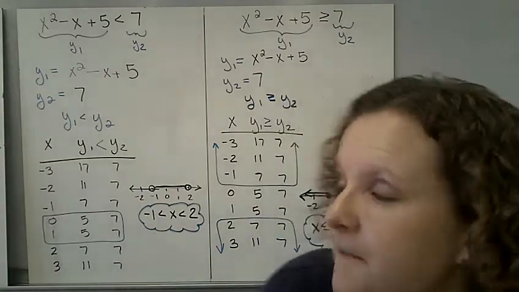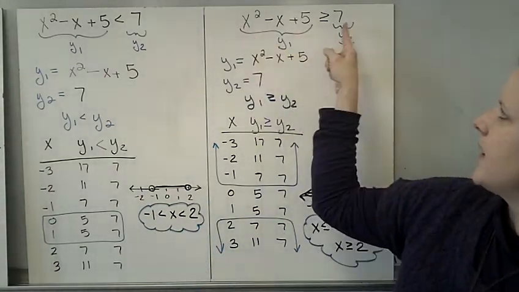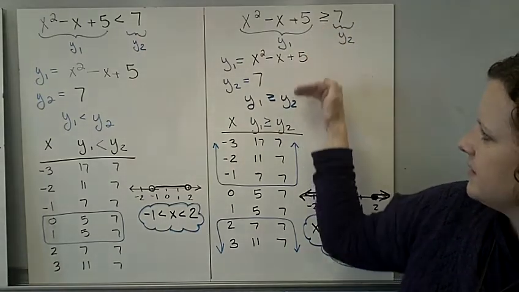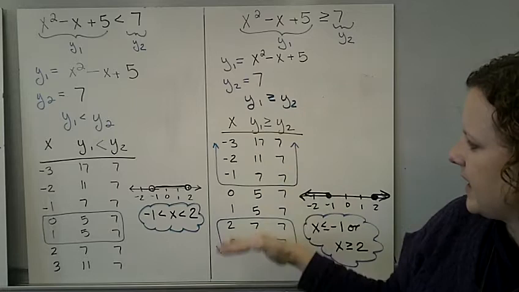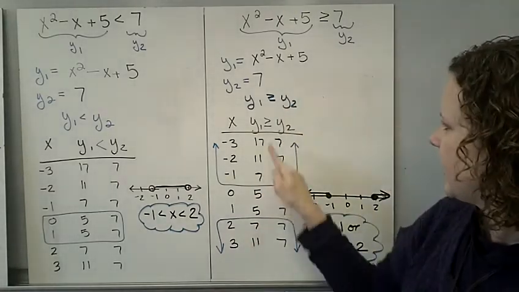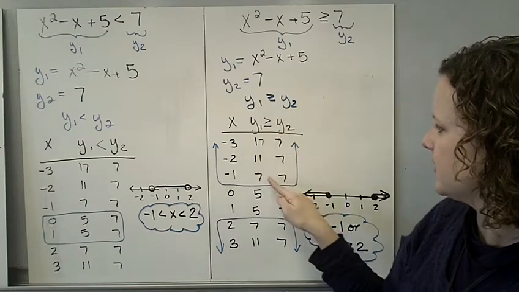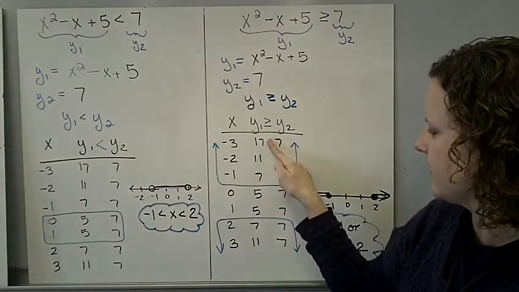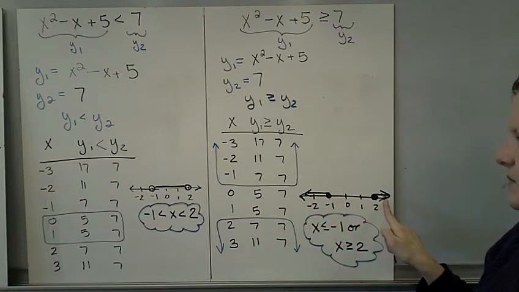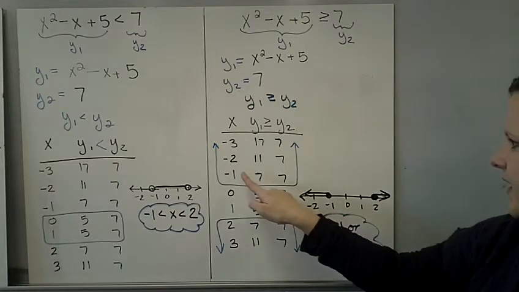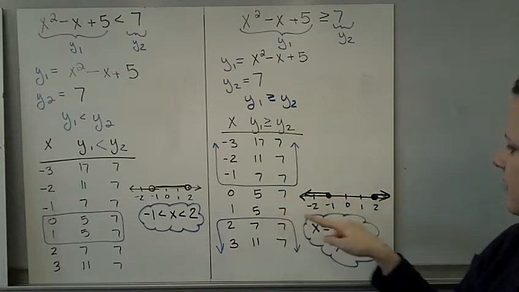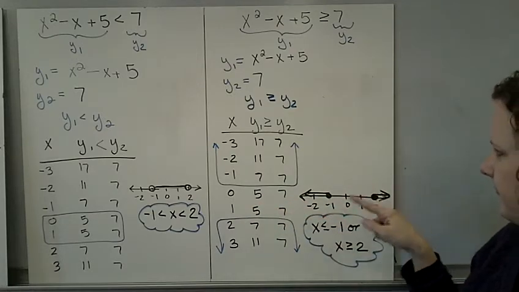Last example. Same equations, just a different inequality. Same setup, same table. We just have to read the table in a different way. Okay, y1 is greater than or equal to y2. Equal to, greater than. Number line is much easier. Dot at -1 and 2. Bigger, smaller, we have an answer.